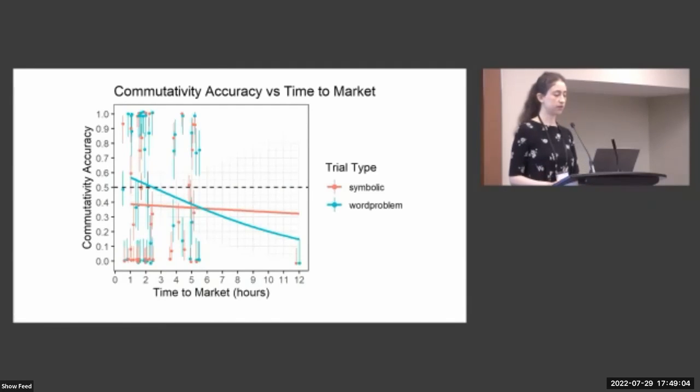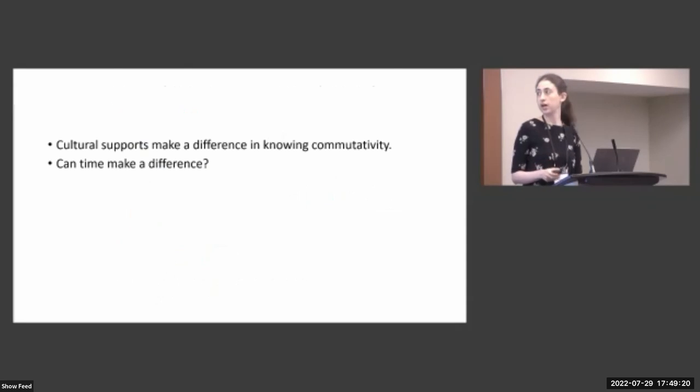And here we see actually the opposite trend with the predictor of time to market. So the further you are from the market, the worse you perform at commutativity, but ultimately this predictor was not actually reliable in our statistical analyses. So as an interim summary, we can see that cultural supports really make a difference in knowing commutativity, but can time to experience quantities in the world make a difference?